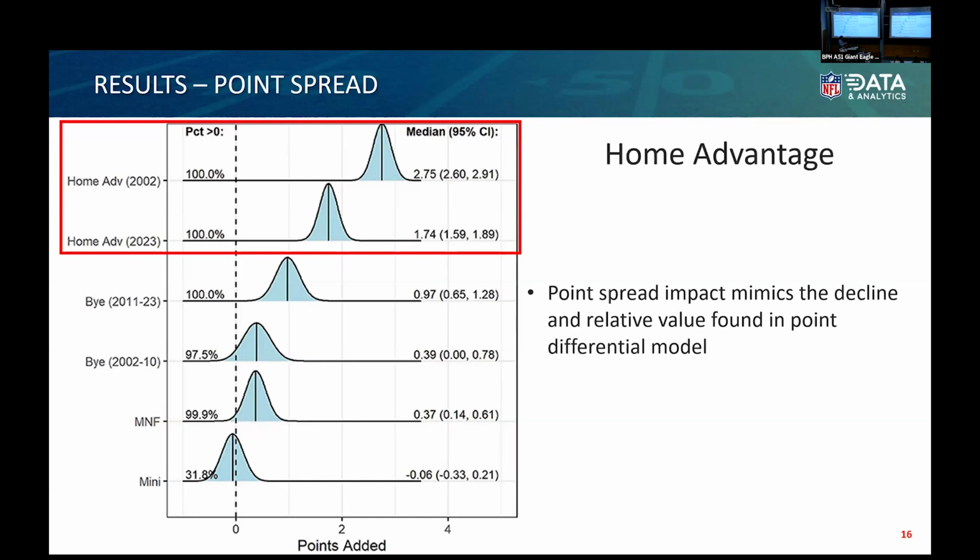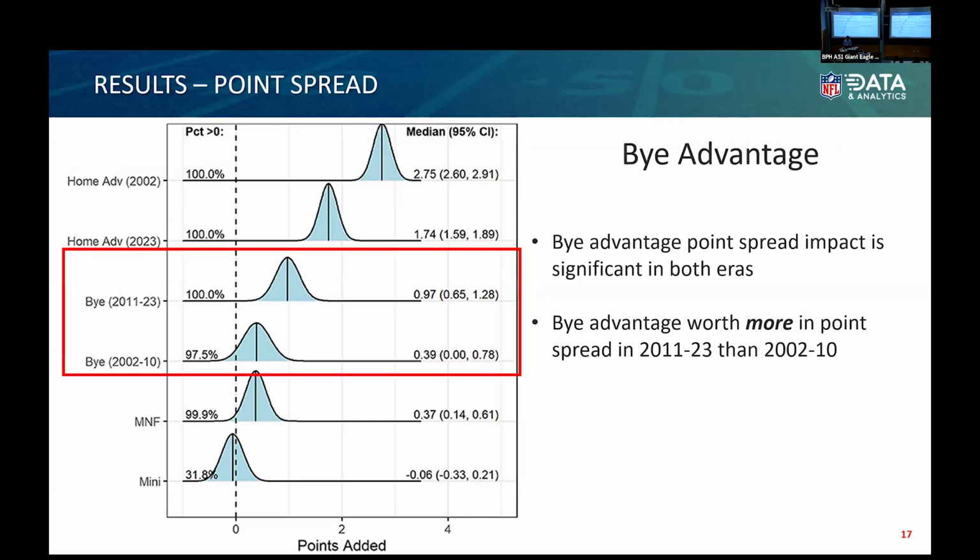It's really interesting to see that for point spread and point differential, we fit a different model with a different outcome, and we're getting the exact same value for home advantage using this process. And again, these are still significant, which would agree with our intuition that home advantage will affect the point spread. So buy advantage, again, we have an interesting thing here. Unlike in point differential where the buy advantage decreased, in point spread, the value of the buy advantage increased in the 2011 to 2023 era, which is a little bit surprising.